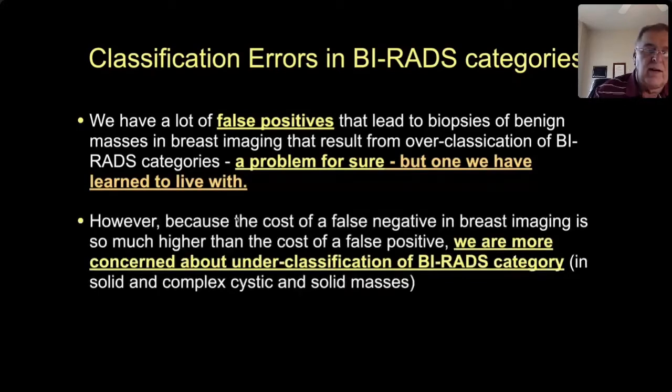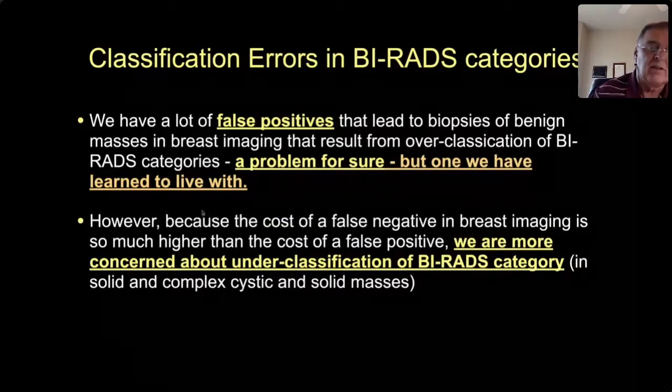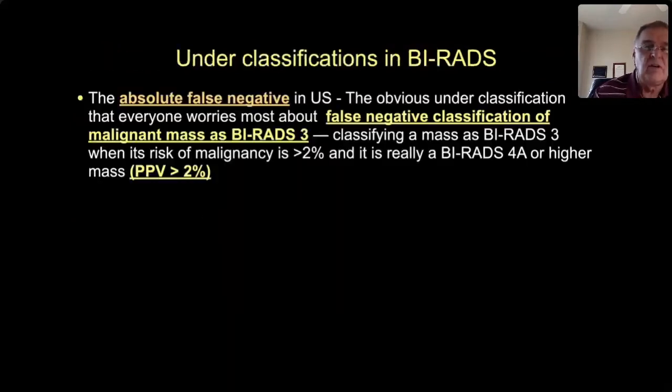Now, we all recognize that the cost of a false negative is much higher than the cost of a false positive. So we really tune our algorithms to achieve adequate sensitivity. But even doing that, we can get false negatives. So when I think about false negatives, I classify them in 2 ways. Absolute false negatives, which are cases that we call BI-RADS 3 and suggest the possibility of follow-up rather than biopsy, that turn out to be malignant.